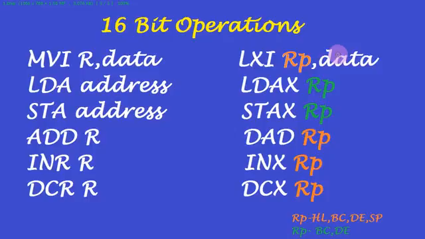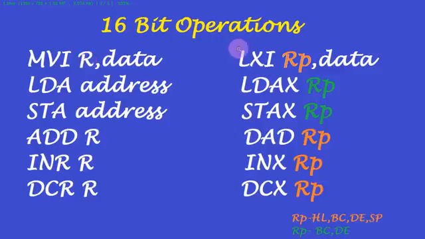So the first point to note is that in case of 8-bit operations, the default register is the accumulator, where the result of all the calculations will be stored, and similarly in the case of 16-bit operations, the default register will be the HL pair. So the result of every 16-bit calculation will be stored in the HL pair by default. Now let us begin with the first command, MVI r comma data. We are aware that this will move 8 bits of data into the specified register r. This r can be anything: A, B, C, D, E, H, L.